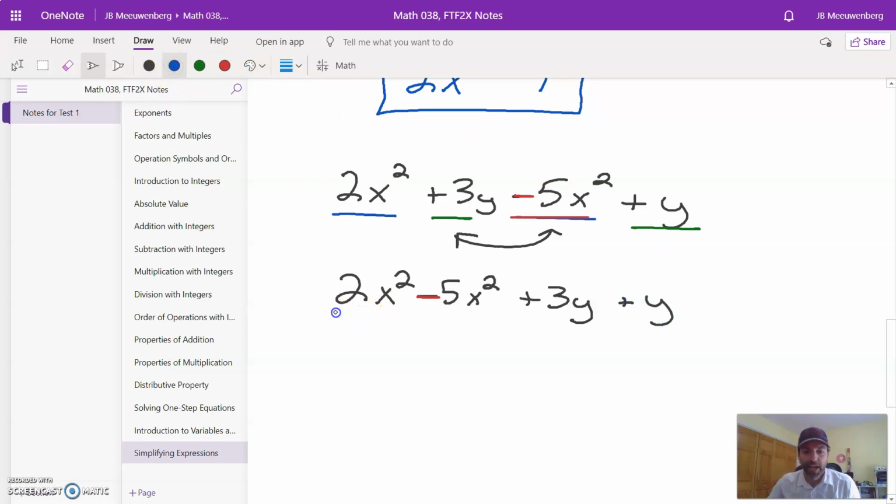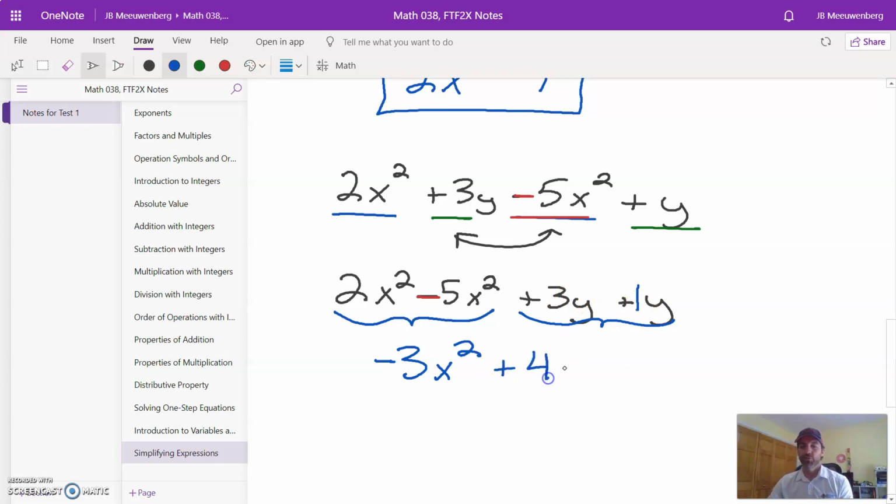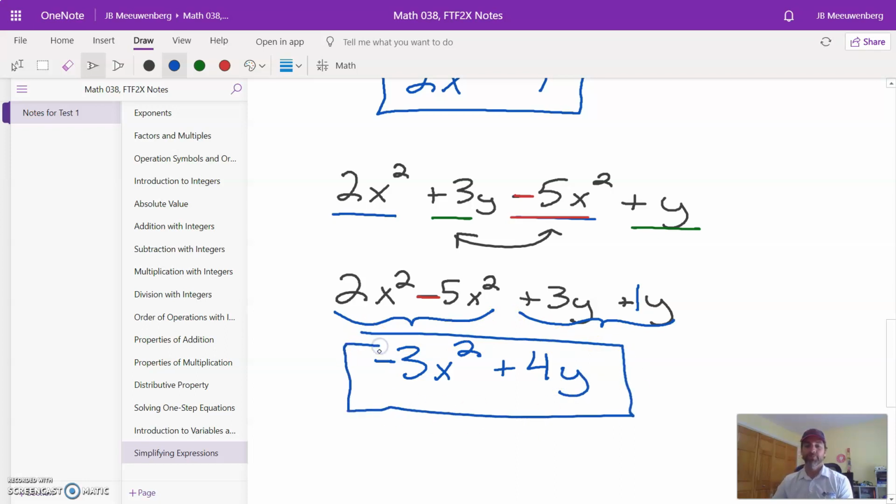Now we have x squared terms here. 2 minus 5 is negative 3, x squared, plus 3y plus y. Remember, in front of any variable that's all by itself is a 1. It's an implied 1. 3 plus 1 is 4, positive 4. So we would simplify this to negative 3x squared plus 4y. And that is how we are going to be simplifying our expressions.